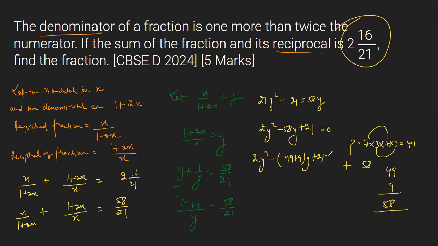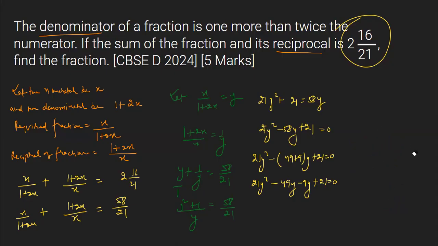Y plus 21 equals 0, right? So let me do it. 21y square. When I remove the brackets, the sign will change. It will be 49y minus 9y plus 21 equals 0, right? So it's done. Let me make some space by deleting this rough space.